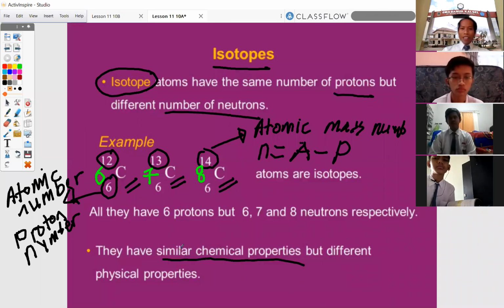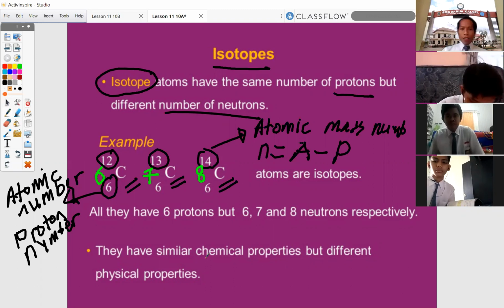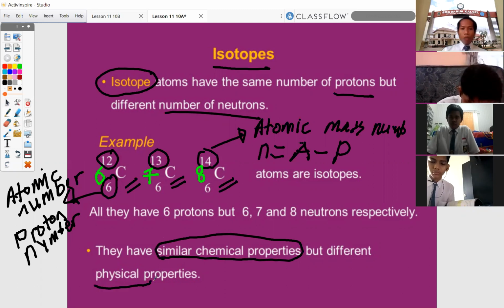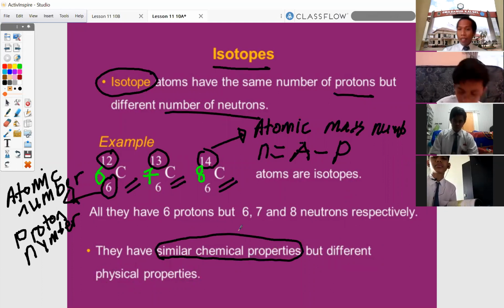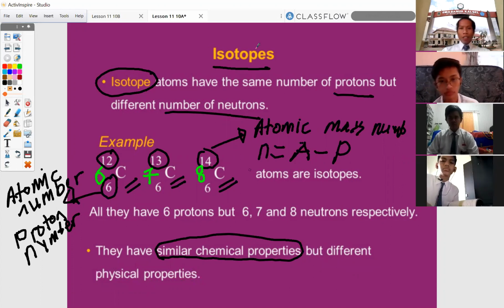Okay, this is very important. They will have similar or the same chemical properties between carbon 12, carbon 13, and carbon 14. But the physical properties will be different. Chemical properties the same, physical properties different. So this is the importance of the isotope.